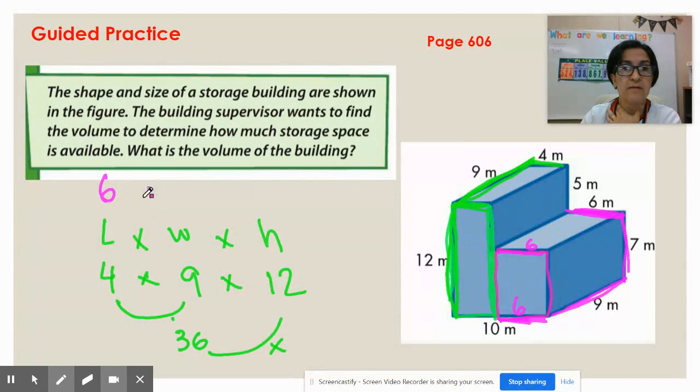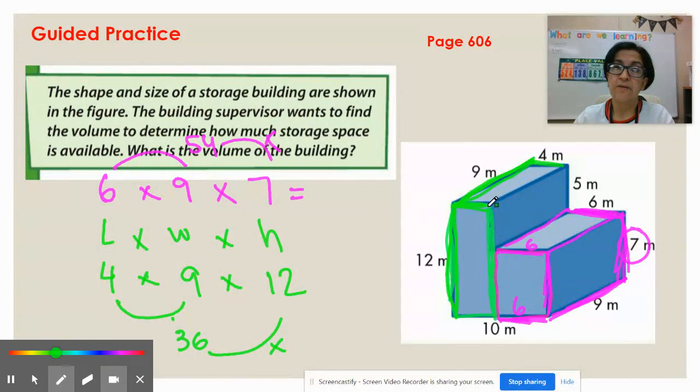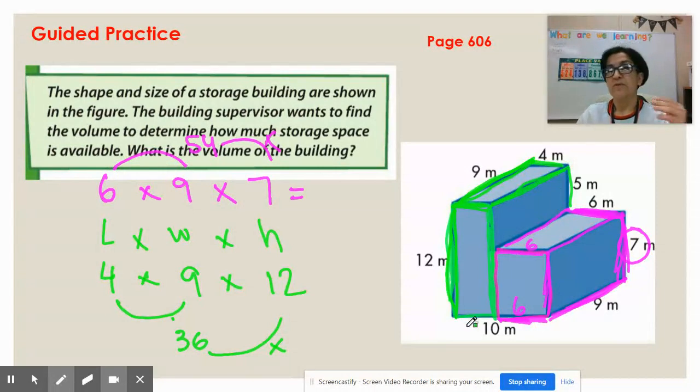I'm going to put it here. Times the width is the side, which is 9, times the height. The height is this part here, right? Or this part here, which is 7. And then you do 6 times 9 is 54. And 54 times 7, you would get your answer for this one here. Okay, so this is actually a box in front of this box here. So you just have to be careful. You are separating those two boxes.